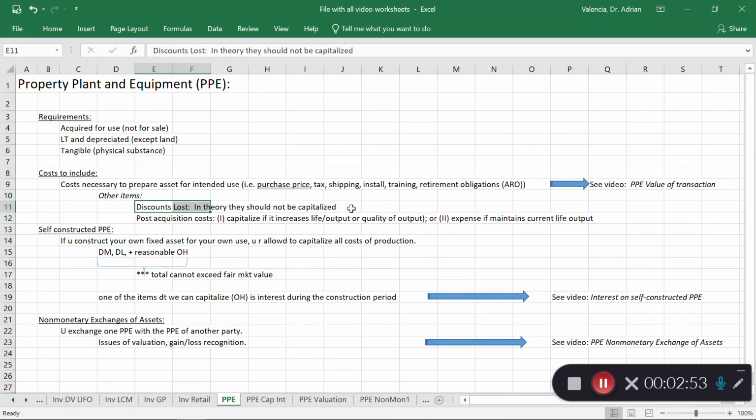Even though some companies capitalize those amounts just because they're many times immaterial in nature, so it's a non-issue. But just keep in mind that, in theory, these should not be capitalized.